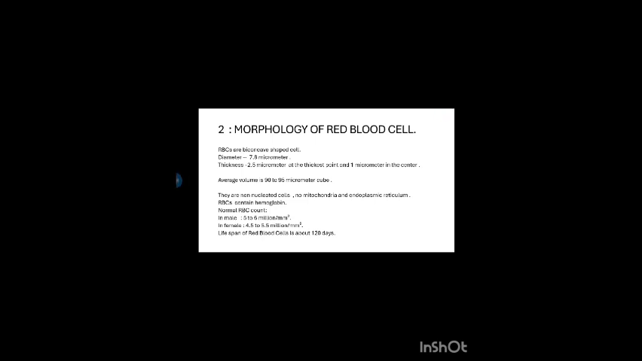Second is morphology of red blood cell. Red blood cells are biconcave shaped cells. Their diameter is 7.8 micrometer and thickness 2.5 micrometer at the thickest point and 1 micrometer in the center. Average volume is 90 to 95 micrometer cube and they are non-nucleated cells with no mitochondria and no endoplasmic reticulum. They contain hemoglobin, and normal RBC count in male is 5 to 6 million per mm³ and in female 4.5 to 5 million per mm³. Lifespan of RBC is about 120 days.